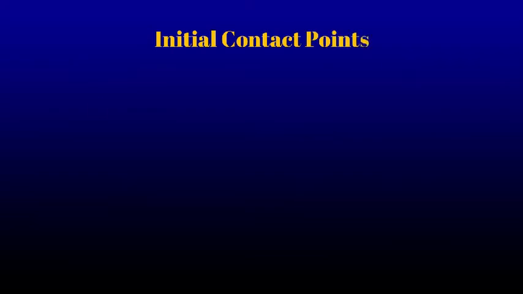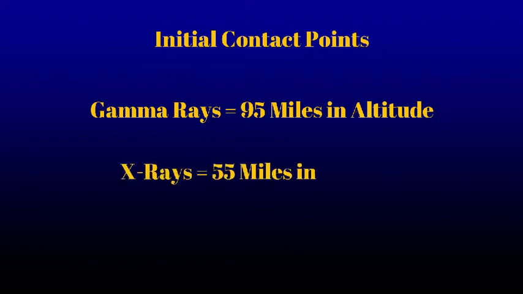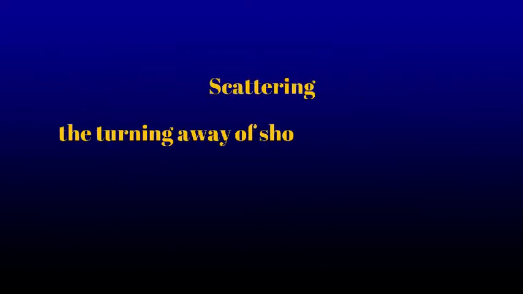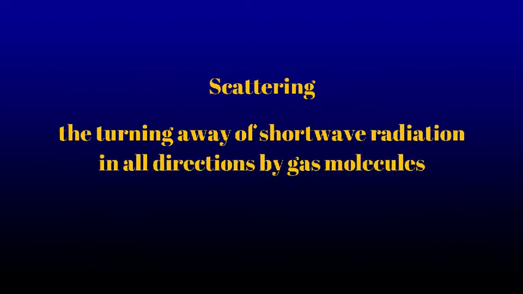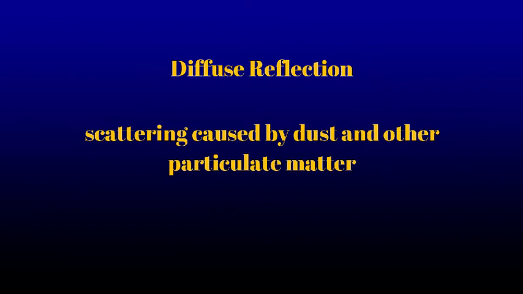Let's look at some general terms. Initial contact points. For gamma rays, that's about 95 miles in altitude. For X-rays, it's about 55 miles in altitude. Scattering: the turning away of shortwave radiation in all directions by gas molecules. Diffuse reflection: scattering caused by dust and other particulate matter in the atmosphere.